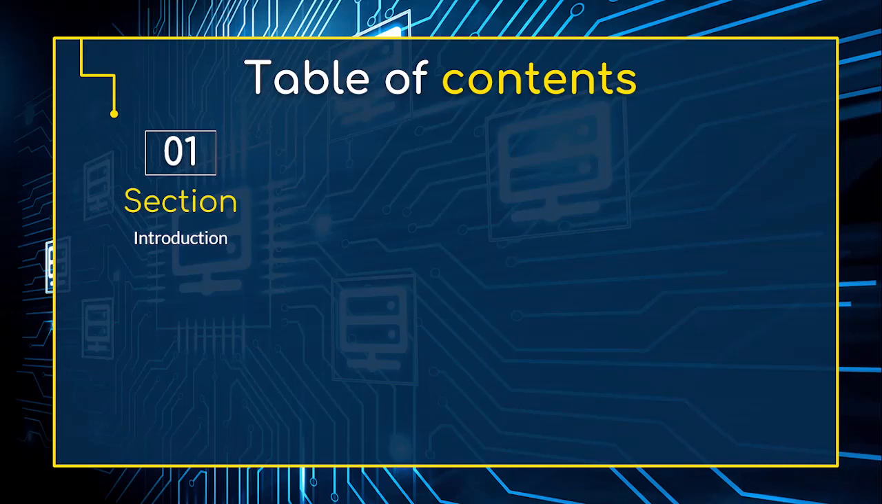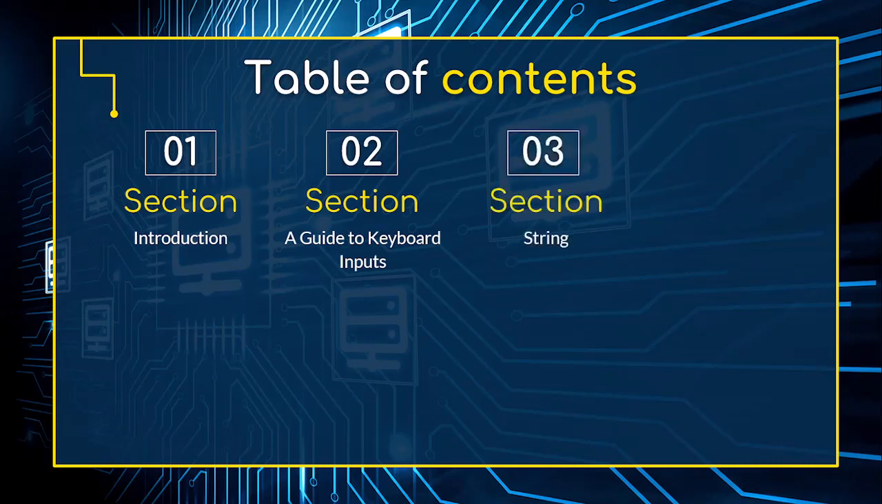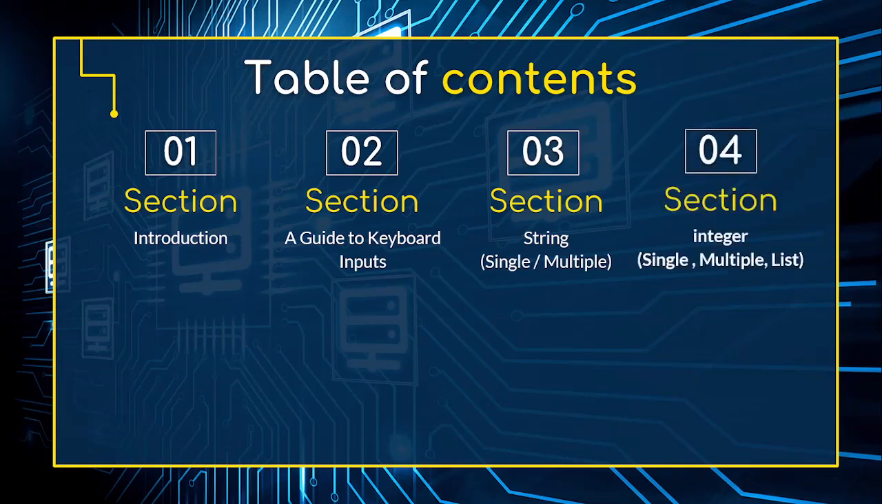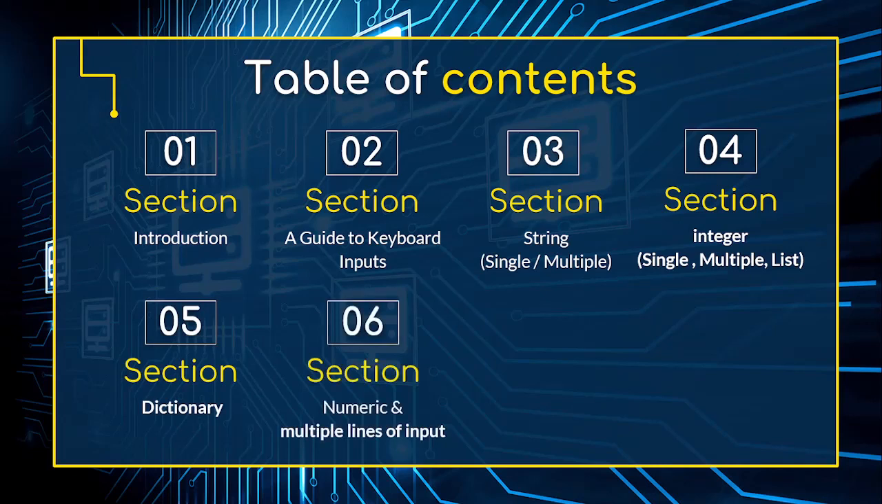So this is the whole agenda of this video. As examples, we will discuss strings, which can be of one line or multiple lines. We will use integers, where we will pass a single value or multiple values or a list. We will discuss some examples of dictionaries and numerics, with multiple lines of input, which may be a numeric, an integer, a string, a list or a dictionary. In the last, we will have the conclusion, which will give the summary of the entire video.